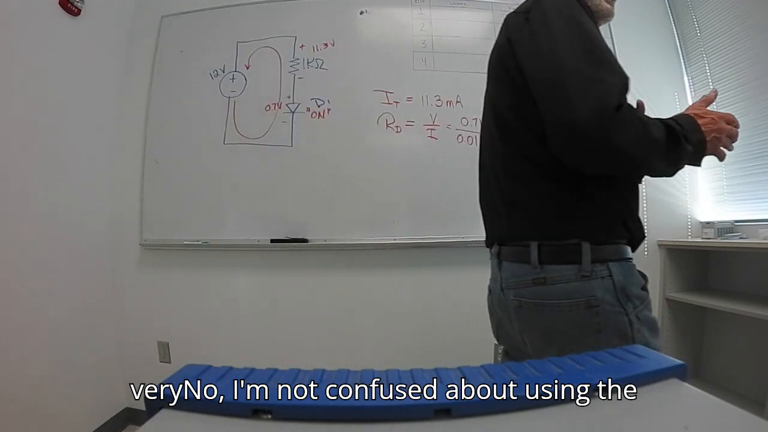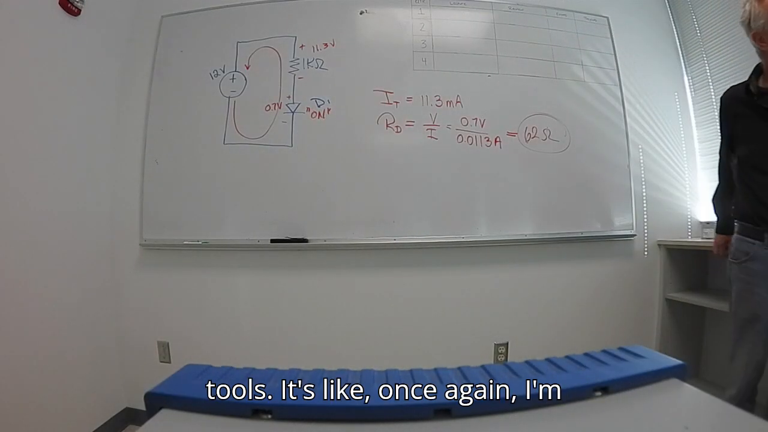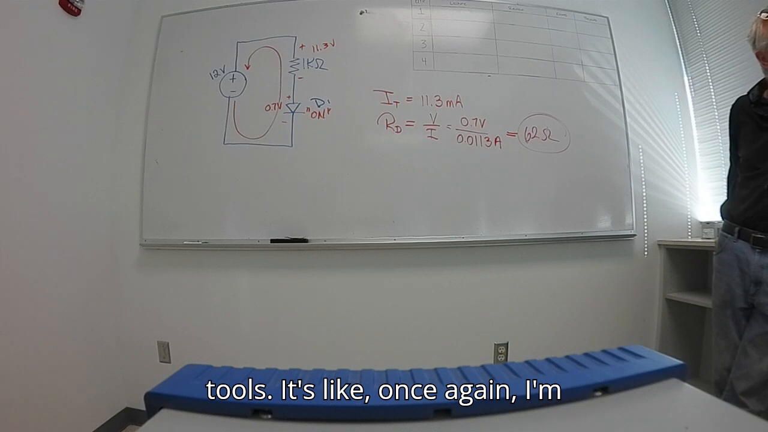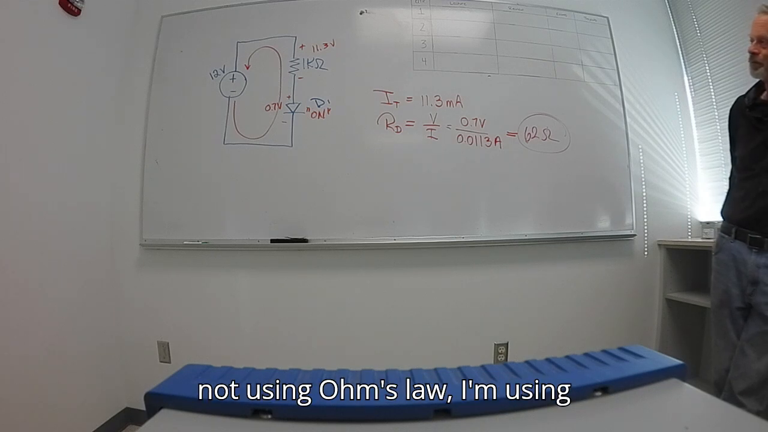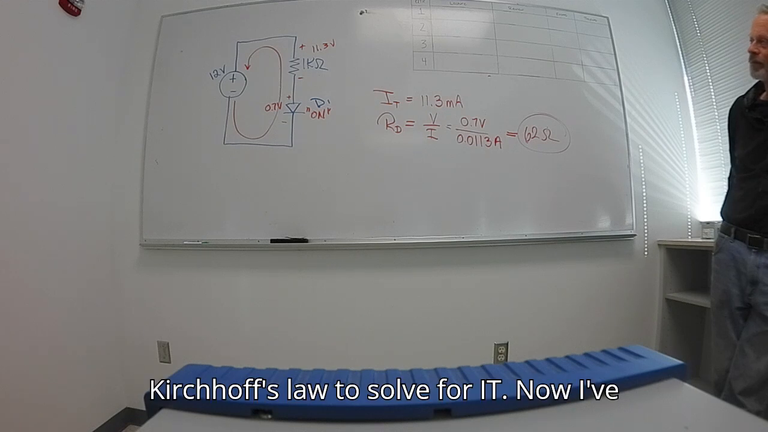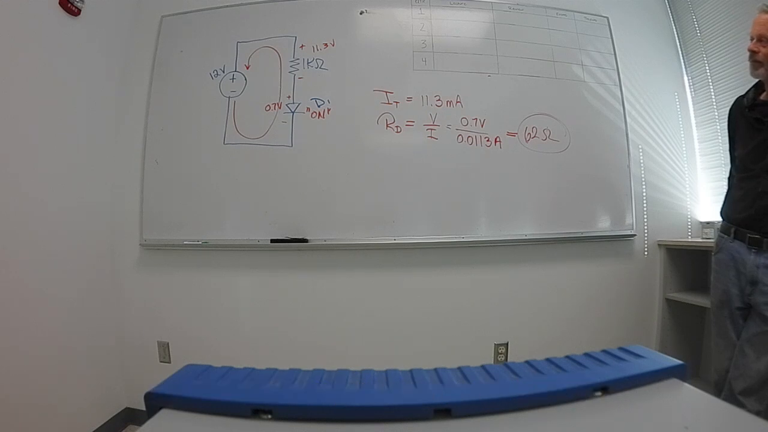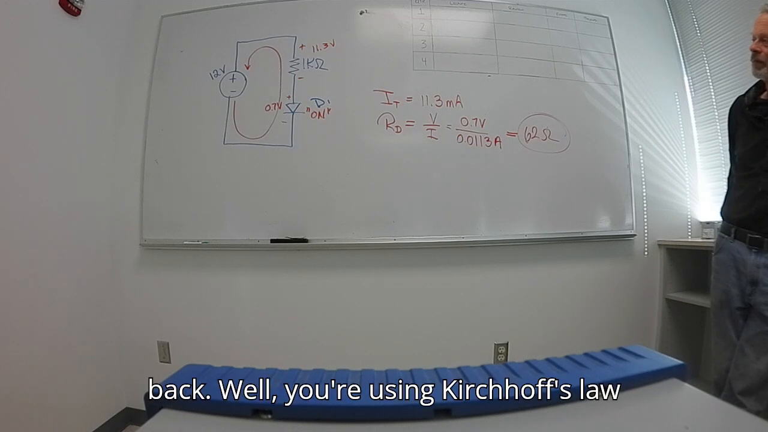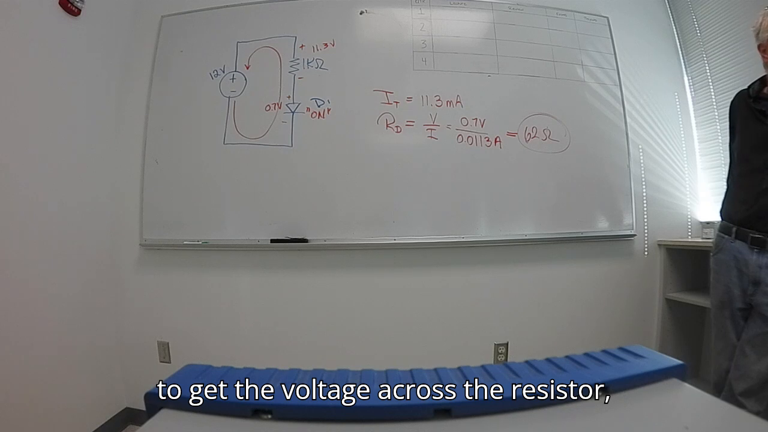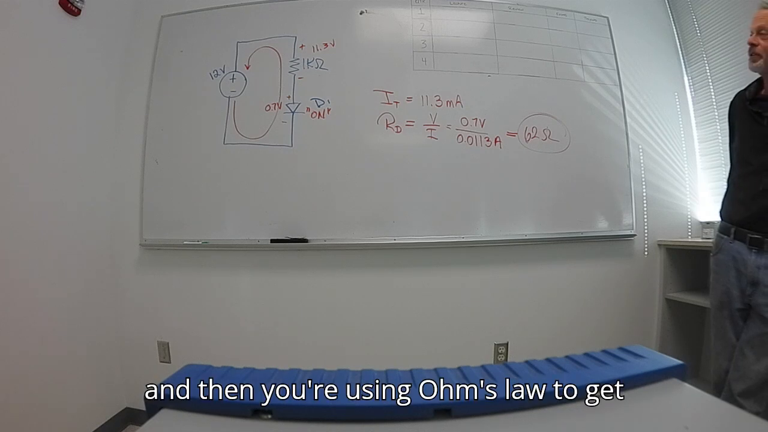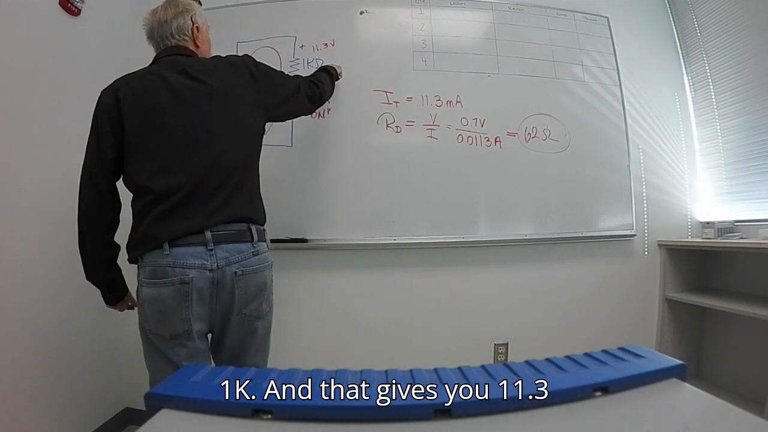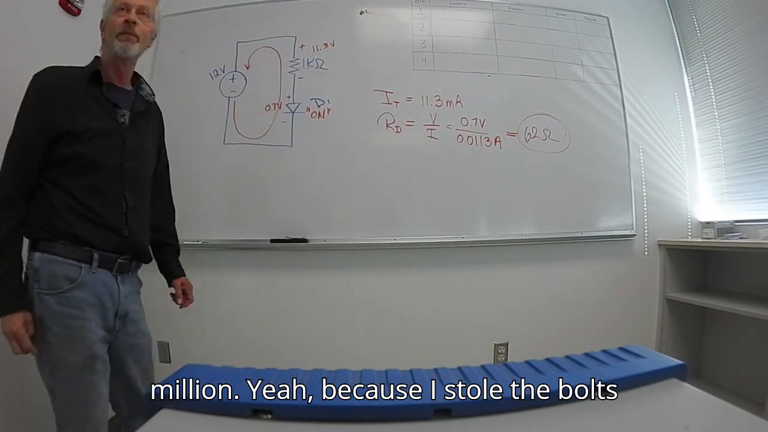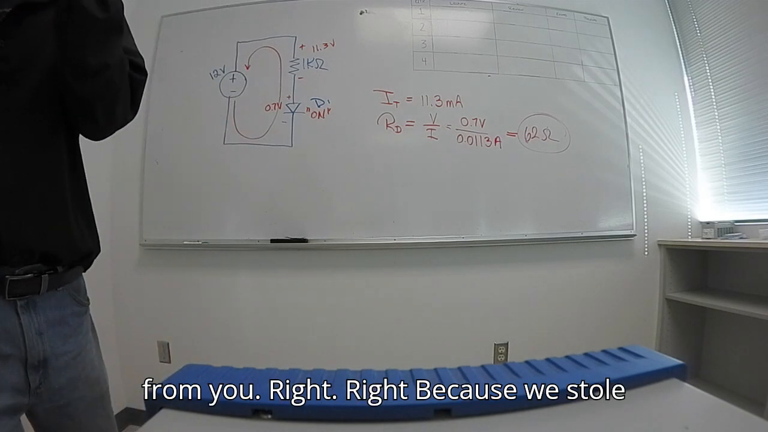I am very confused. No, not confused about using the tools. It's like, once again, I'm back at the IT here. And if I'm not using Ohm's law, I'm using Kirchhoff's law to solve for IT. Well, you're using Kirchhoff's law to get the voltage across the resistor. Okay. And then you're using Ohm's law to get IT. Right, because you have 11.3 volts over 1K, and that gives you 11.3 milliamps. Yeah, because I stole the volts.